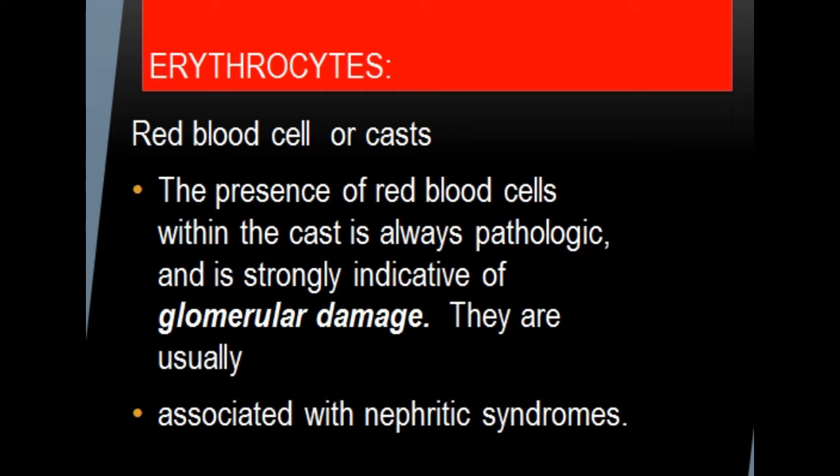Erythrocytes are normally not present. The presence of red blood cells within a cast or as single cells is always a pathology, and it is strongly indicative of glomerular damage. If there is damage of the glomerulus, it will be nephritic syndrome, and it shows by the presence of erythrocytes in the urine.